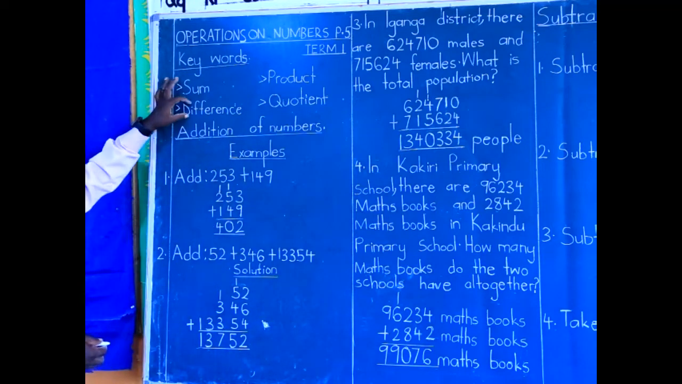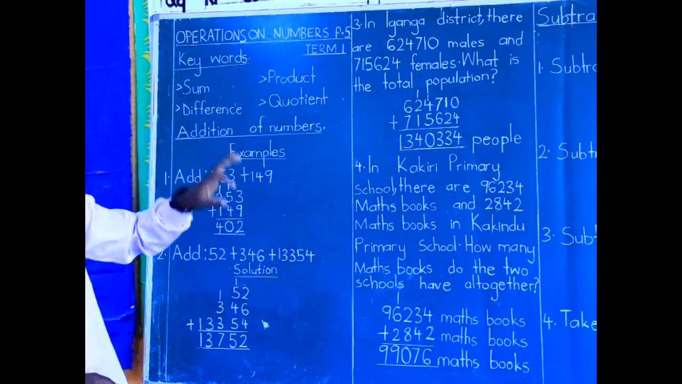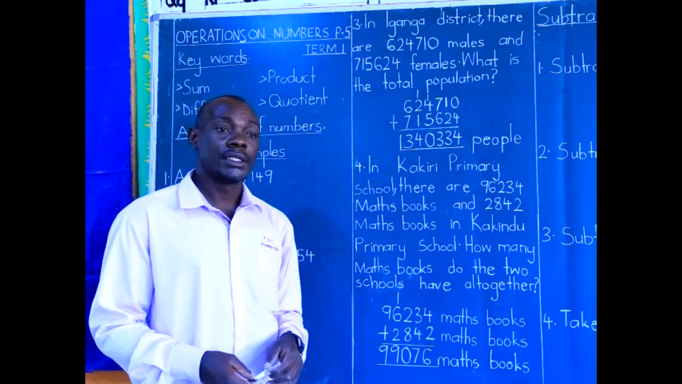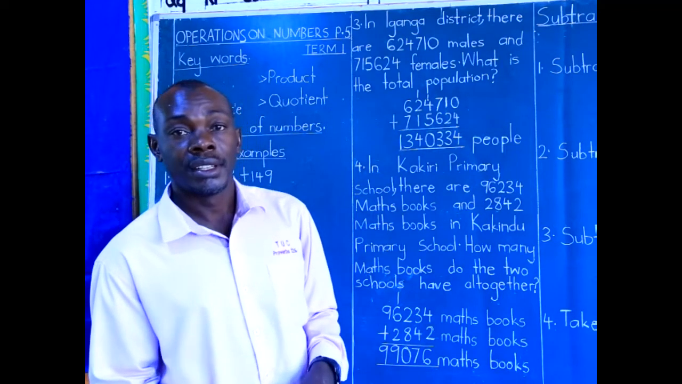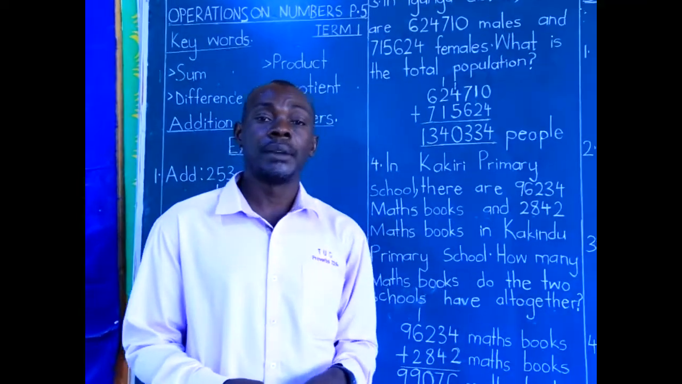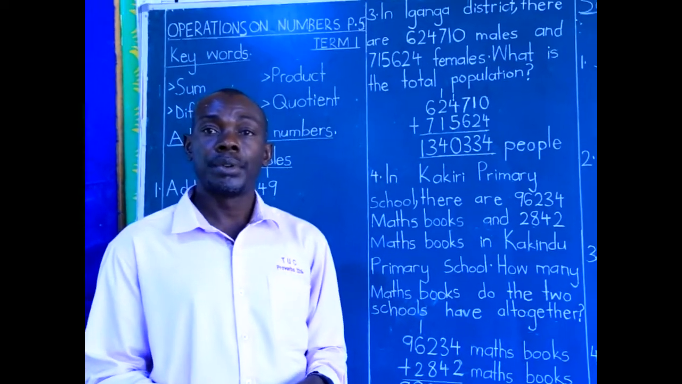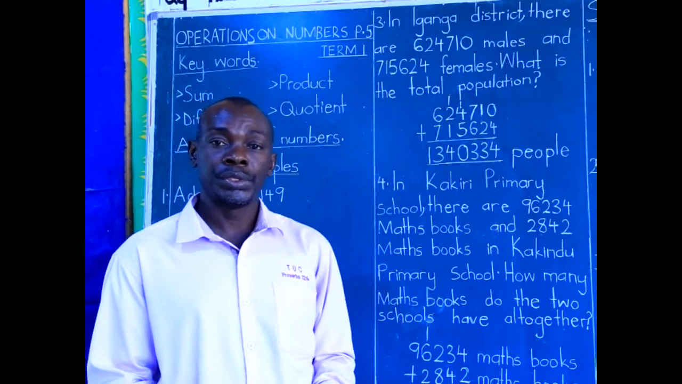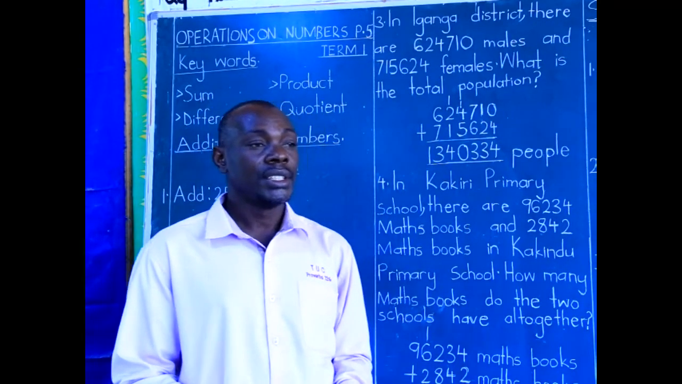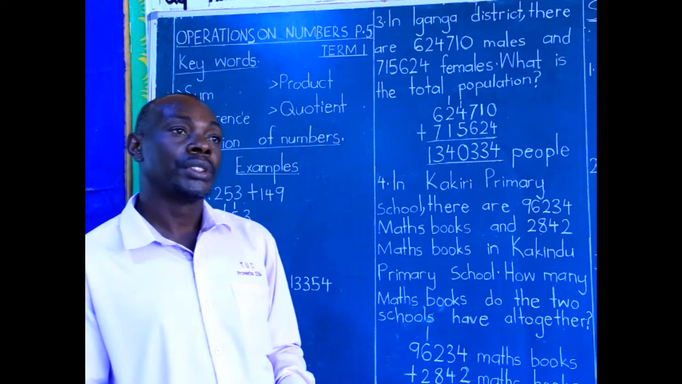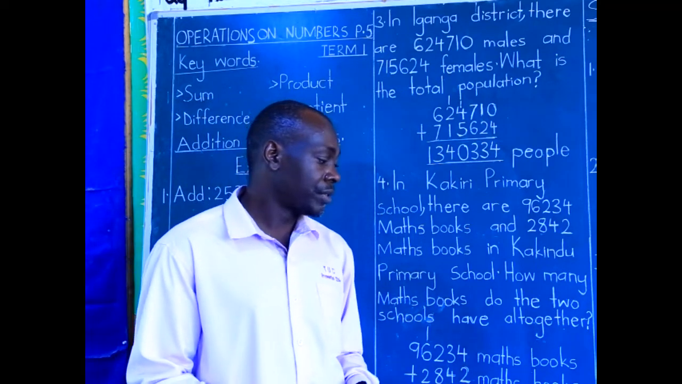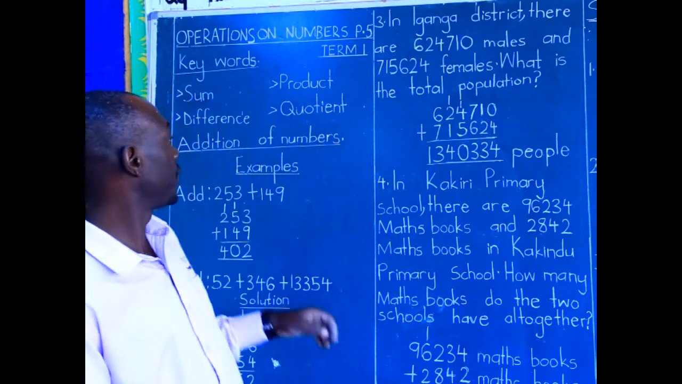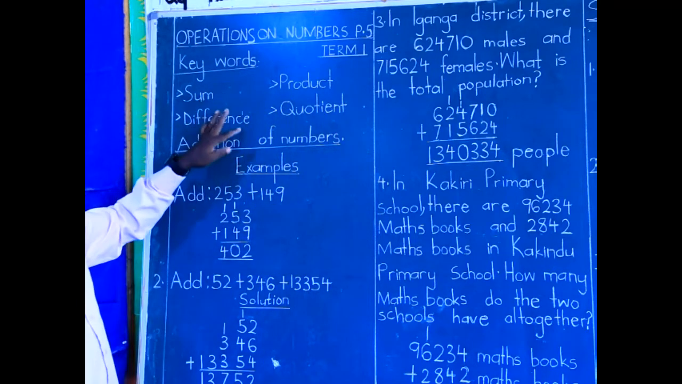As opposed to difference. What is difference? Difference is the result after subtracting two numbers. For example, the difference of 10 and 8 is 2. You say 10 minus 8 is equal to 2. So the 2, as a result of subtraction, is called the difference in mathematics.